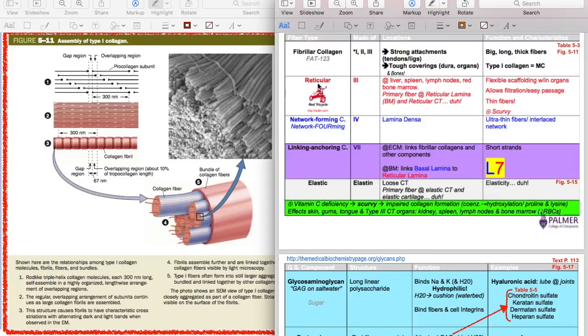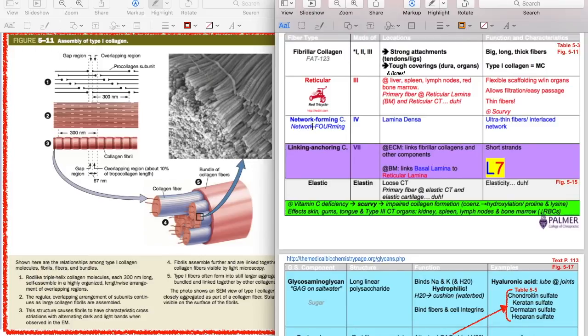It's a net-like connective fiber, so the function could be described as a flexible scaffolding, almost like a net. It allows filtration and easy passage of small things through it. The fibers are very thin. It's a fine net. It's also associated with scurvy, as I mentioned at the beginning. Now on to number 4. Type 4 collagen is going to be handily creating network-forming fiber types. There's a thing called a network-forming collagen fiber. I put C here to remind us that this is network-forming collagen.